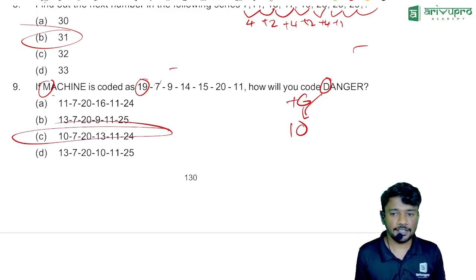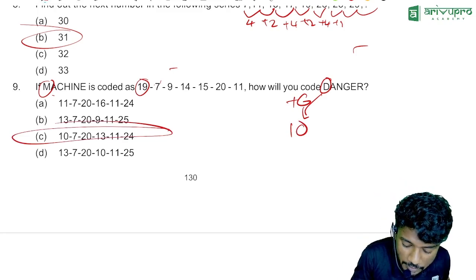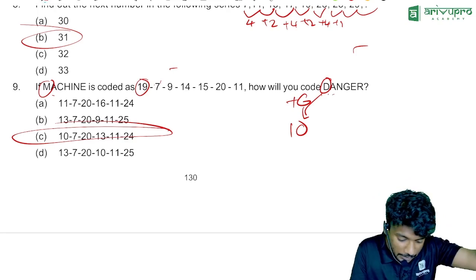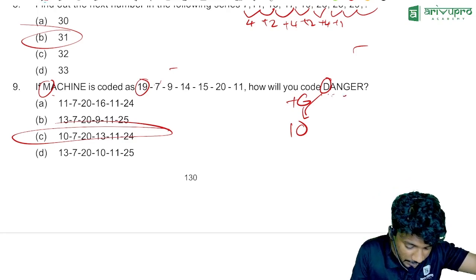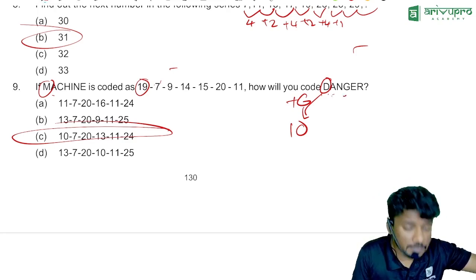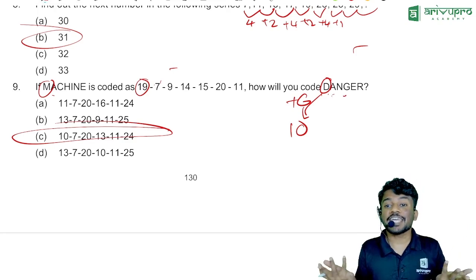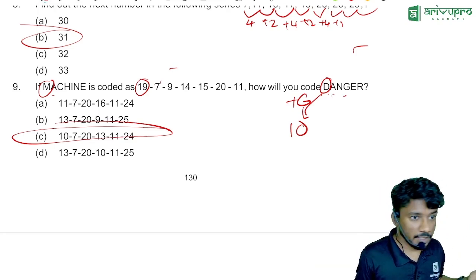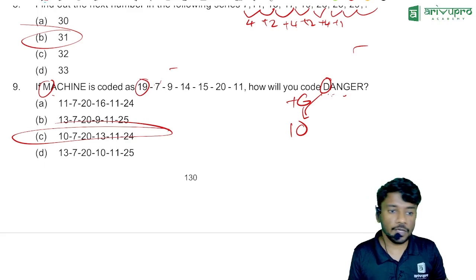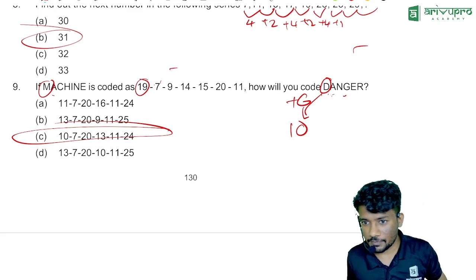Yes. Because here there are too many numbers. Look at danger. We don't know T. Then do you know A is there? G is there? No. Then R is there? No. That's why we cannot directly go for the coding from there. That's why we went for the alphabetical coding itself.